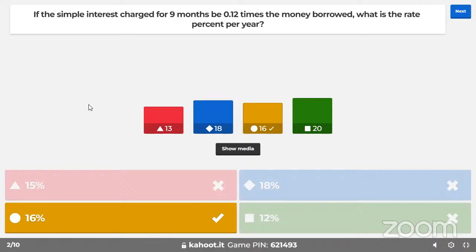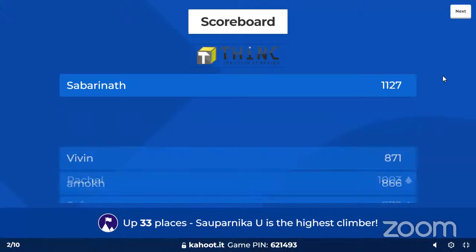16 among you answered it correctly, so that's a coincidence. The answer is 16, and 16 of you answered it correctly. Even though it's mentioned as multiple choice, the answer was a single answer, 16%, for this particular question. Let's see the scoreboard after this. Will there be any change in the scoreboard?